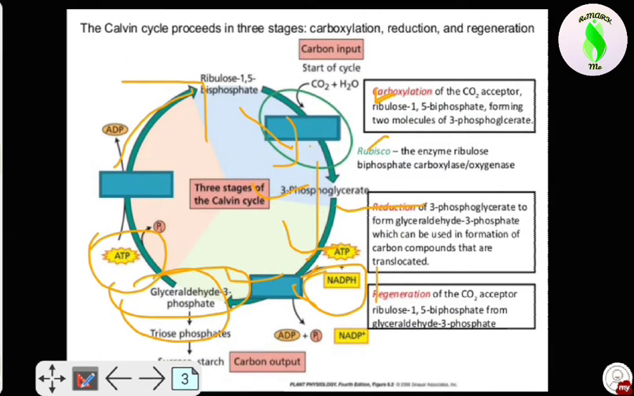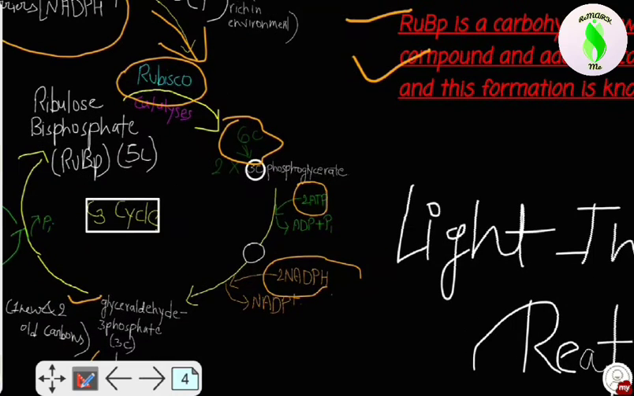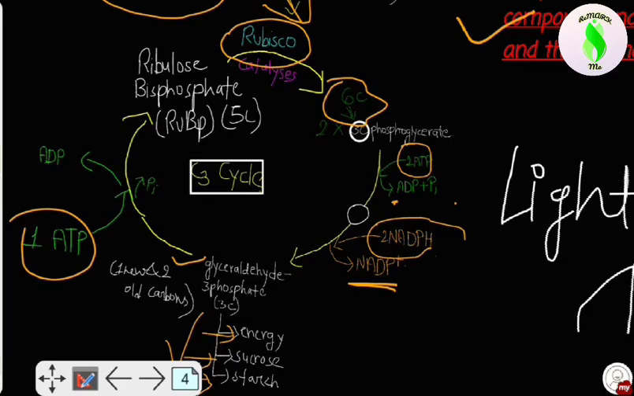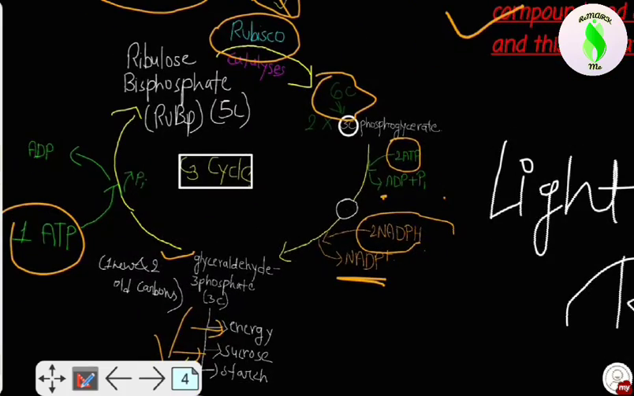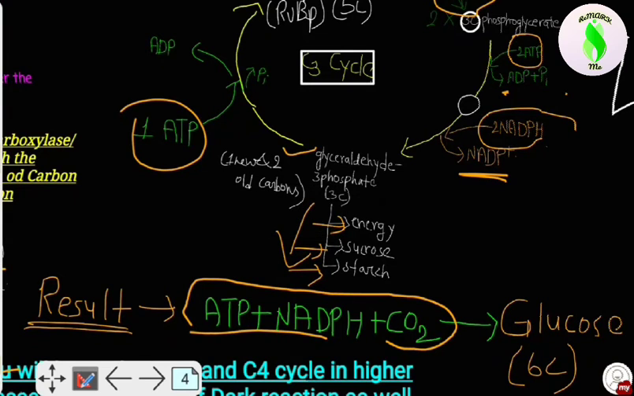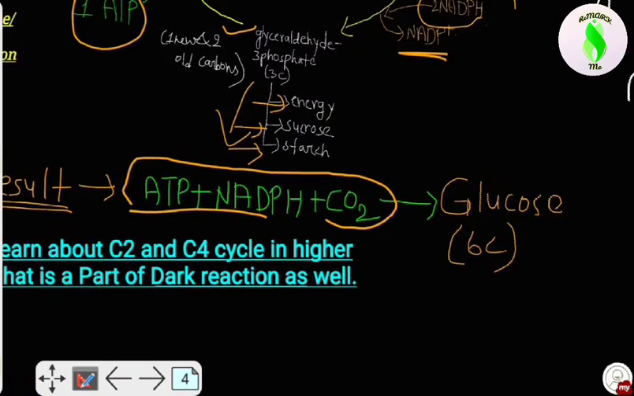You also need to know that 2 ATP and 2 NADPH are given in this cycle. Now it also gives out ADP and NADP plus ion. This ADP and NADP plus ion go into the light reaction to obtain ATP and NADPH. That is very important. Now what is the result of the dark reaction?